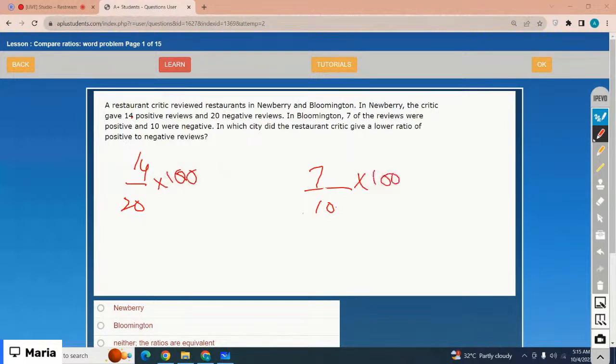Just divide them and multiply them by 100. 14 over 20 is 0.7, and 0.7 times 100 is 70, right? So just do the same for the other one. That would be 70. You can see they both are exactly equivalent. So that means the ratios are equivalent, right? The correct option is neither. The ratios are equivalent. Got it?